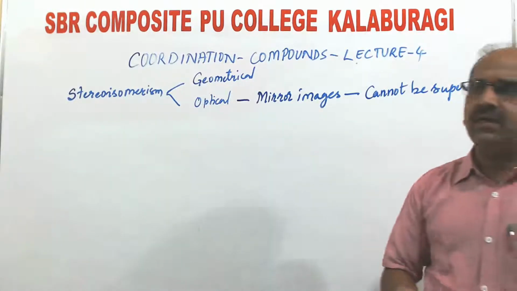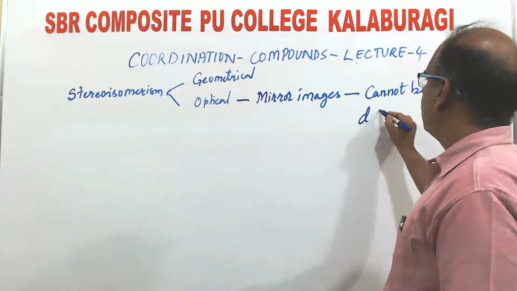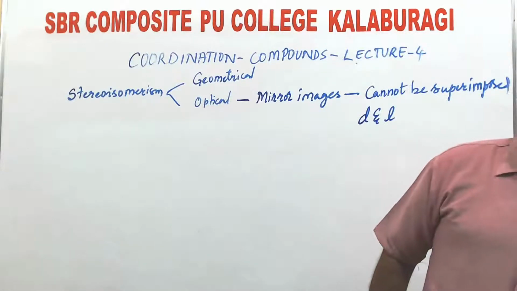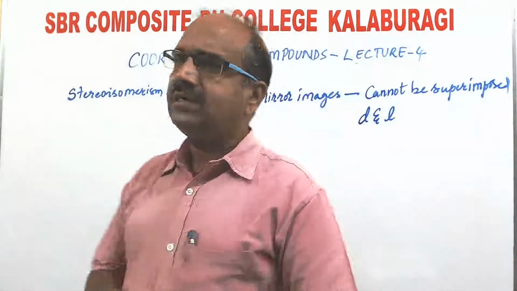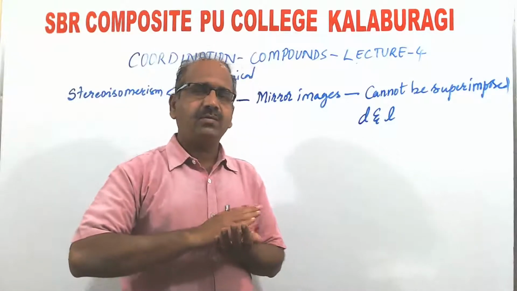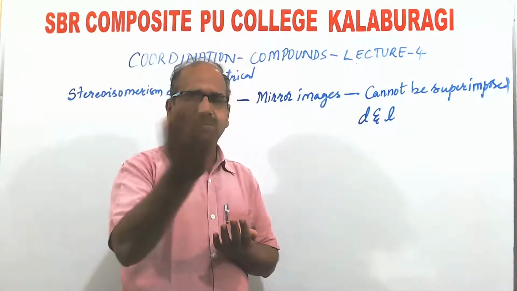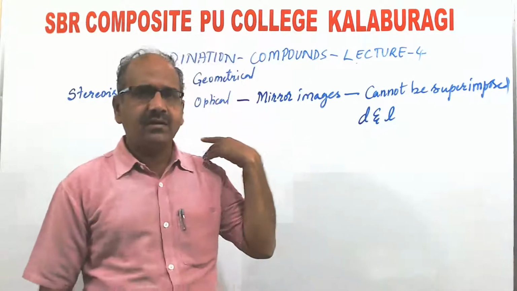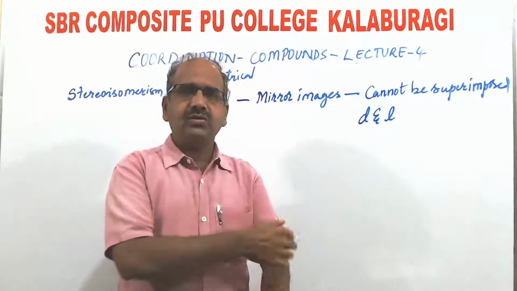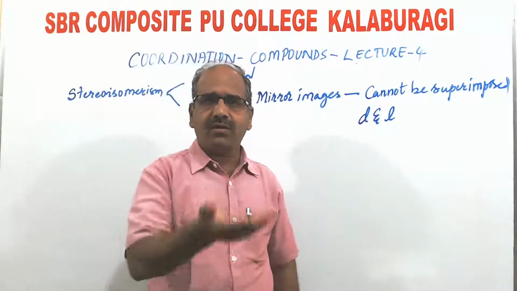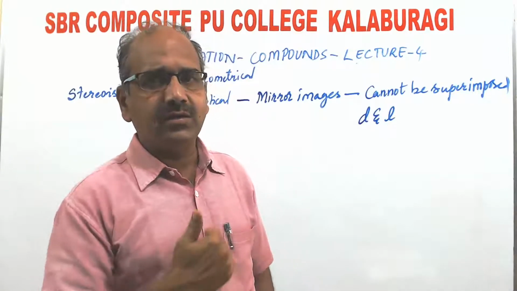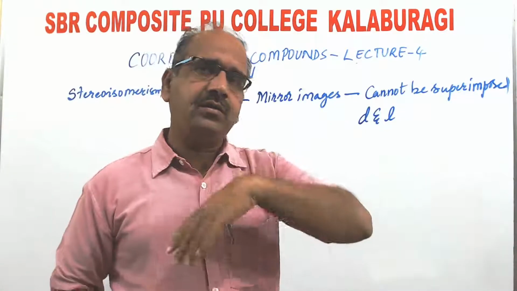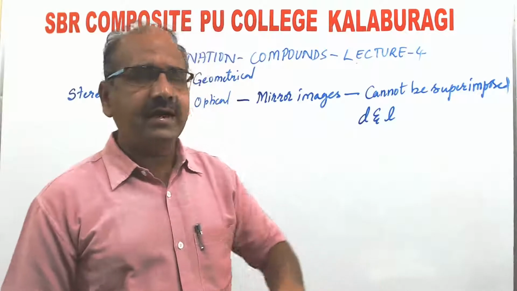Enantiomers are of two types. One is the D form, the other is the L form. Now, what are the D and L forms? D is dextro-rotatory, L is levo-rotatory. Dextro-rotatory means it will turn the plane of polarized light to the right side, and levo-rotatory will turn the plane of polarized light to the left side. Dextro-rotatory is clockwise, as given in some books. The plane of polarized light is turned clockwise, and levo-rotatory turns it counterclockwise, the anti-clockwise direction.